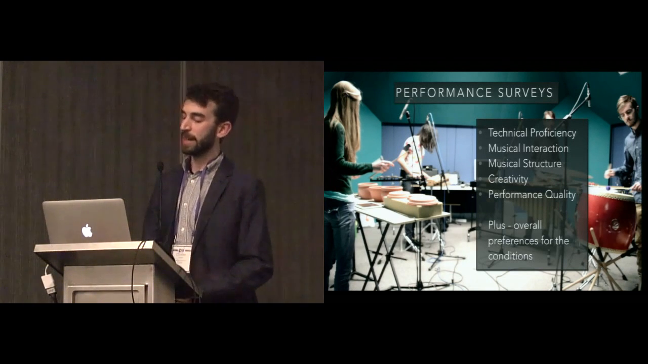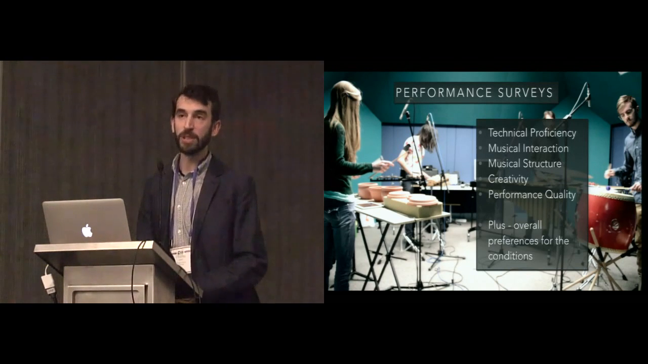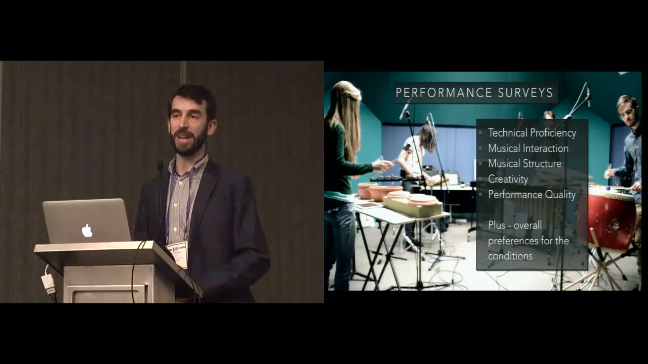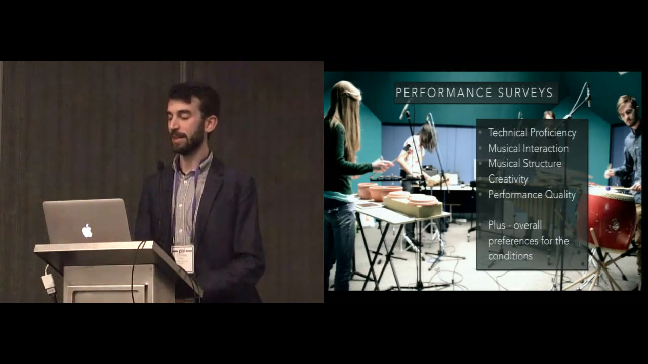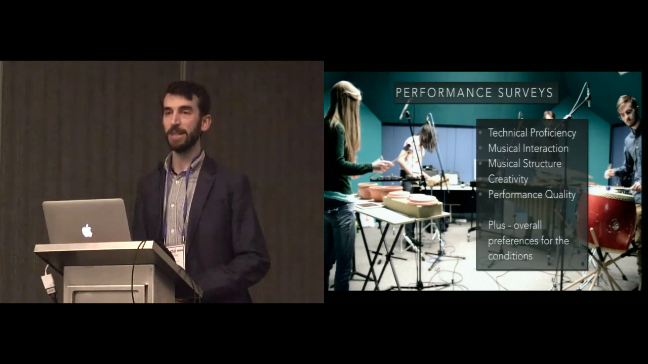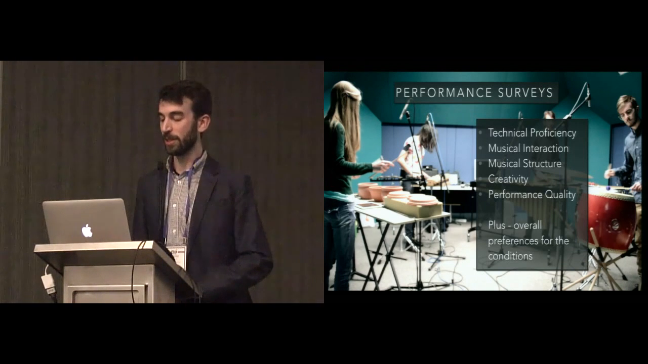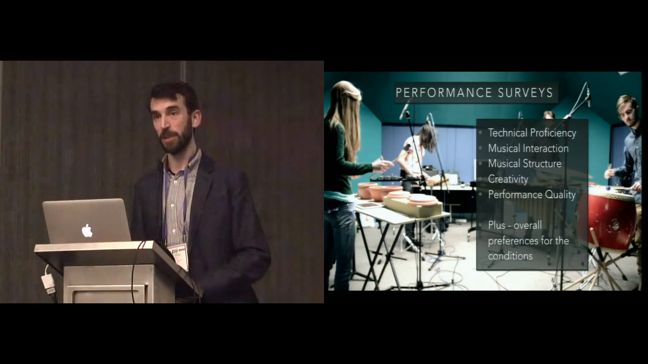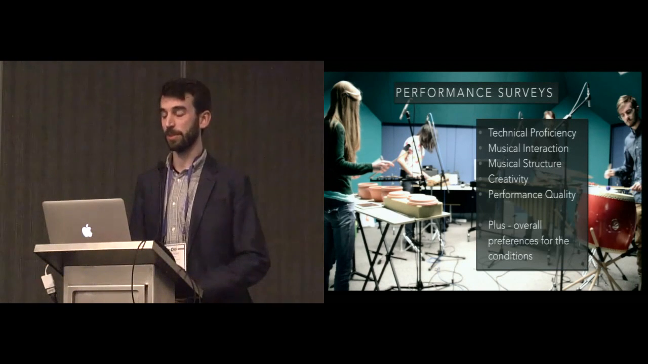We designed a survey that assesses the performers' perceptions of each improvisation, and it consisted of 24 9-point Likert-style questions that covered 5 major aspects of improvisation: technical proficiency, musical interaction, musical structure, creativity, and performance quality. At the end of each session, we also surveyed the performers on their overall preferences among the 4 conditions and had a brief discussion with them about their experiences throughout the different improvisations.